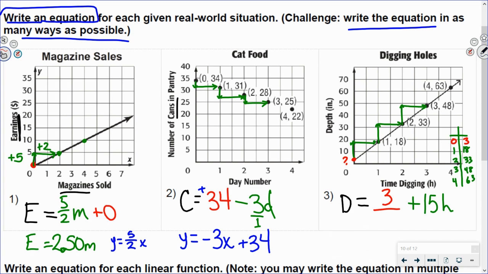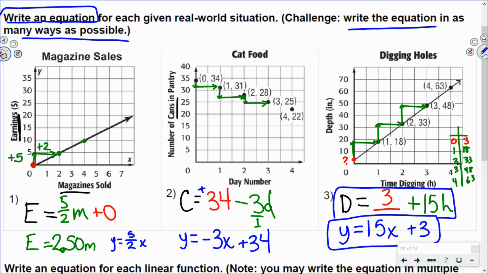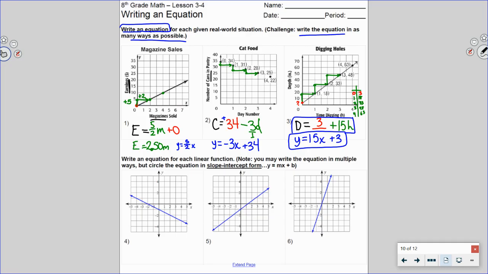Let's write it in y equals mx plus b form, where you could write the 15 per hour first and the positive 3 second. All right, so now you have it. You know how to do real world equations. You know how to do y equals mx plus b equations. Go ahead and continue on with this assignment.